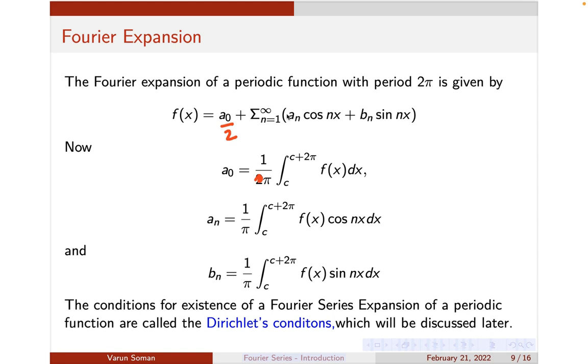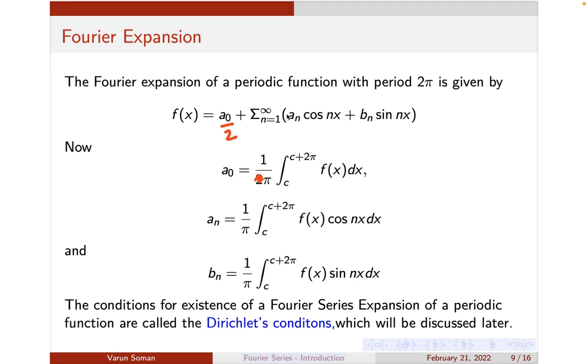Both representations are the same. The only difference is that there is a factor of 2 in a naught in the usual one, and there will not be a factor of 2 in the other one. In some problems these types of representations are also used, so be careful which representation you use. Ultimately the final answer would be the same.